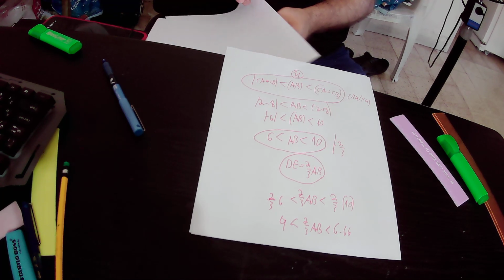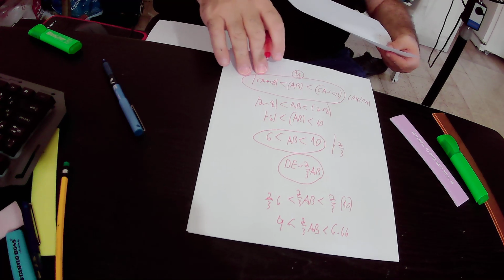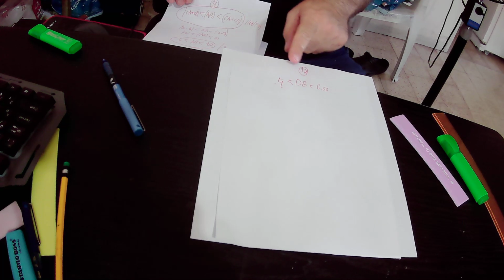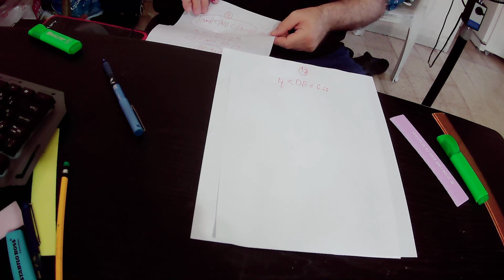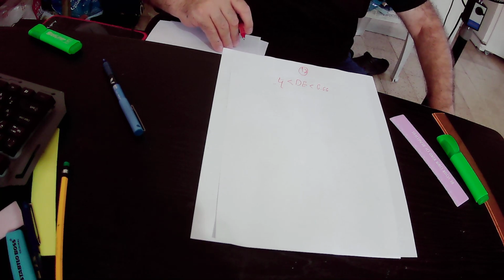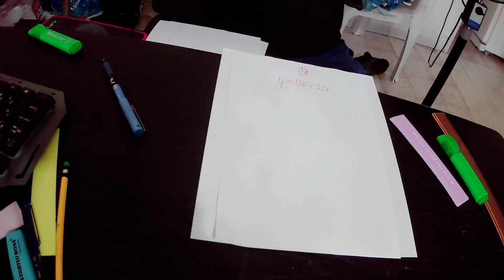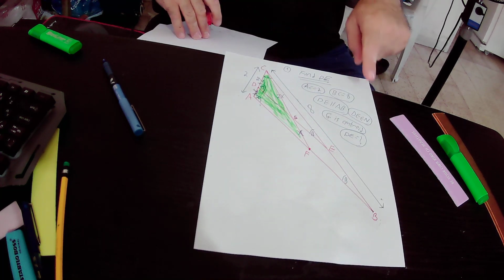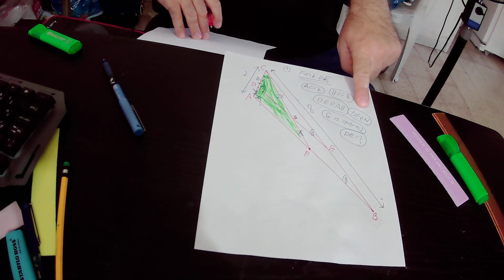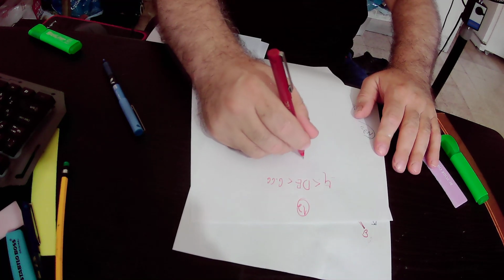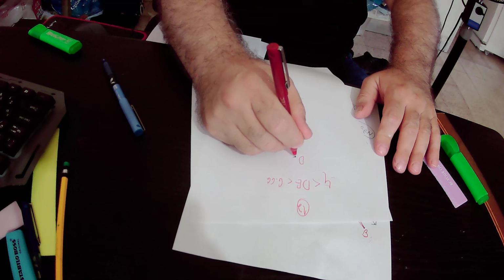Okay, so after we substituted 2/3 AB by DE, we got this inequality: DE is bigger than 4 and it is smaller than 6.66. But we know also that DE is a natural number. According to what is given to us in the question, DE belongs to the natural numbers.